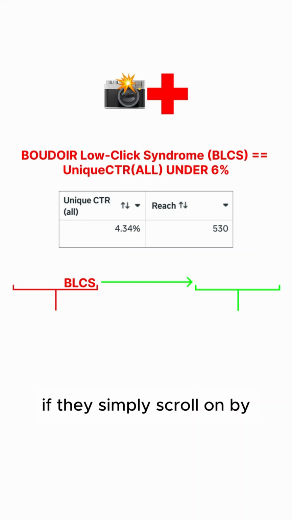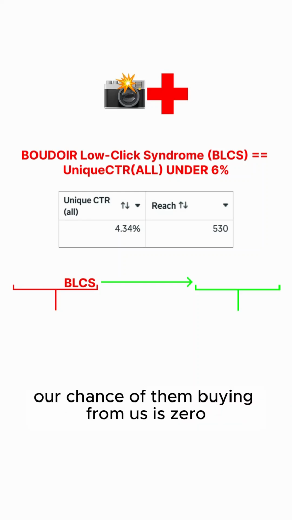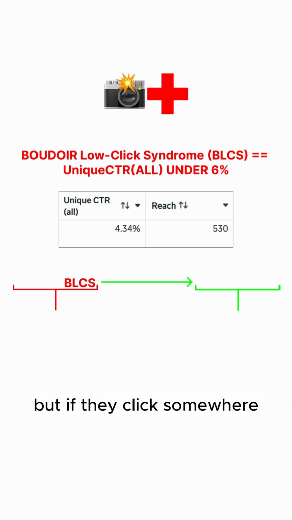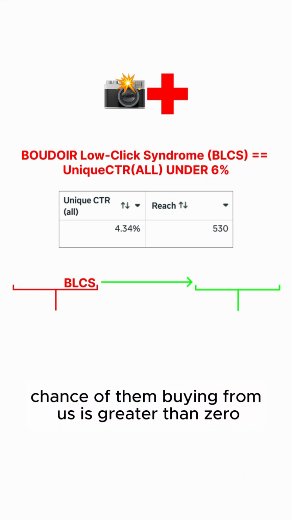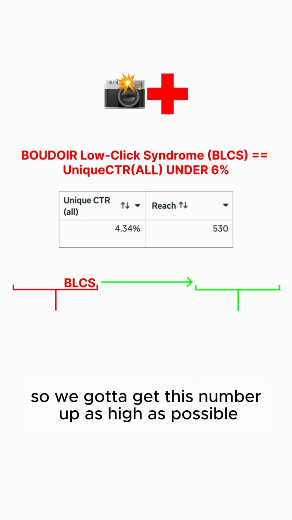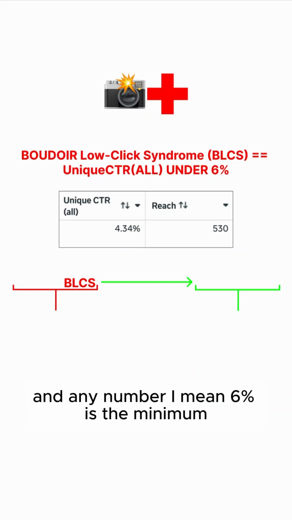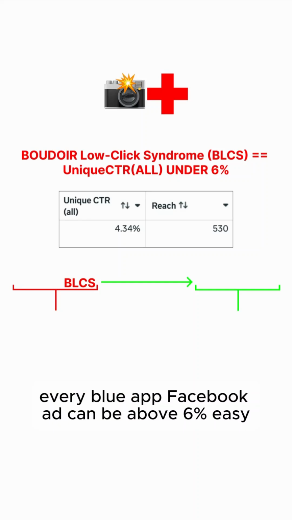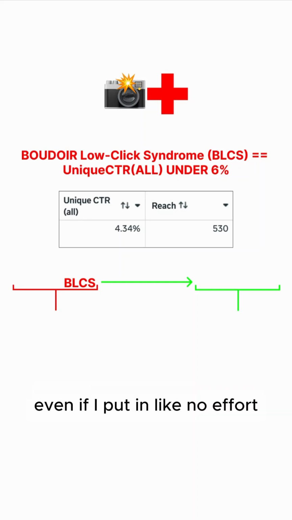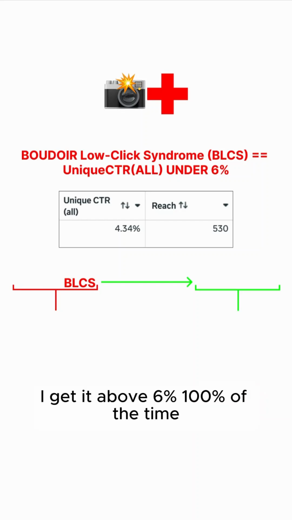If they simply scroll on by, our chance of them buying from us is 0. But if they click somewhere, the chance of them buying from us is greater than 0. So we gotta get this number up as high as possible. And 6% is the minimum. Every Boudoir Facebook ad can be above 6% easy. Even if I put in no effort, I get it above 6%, 100% of the time.